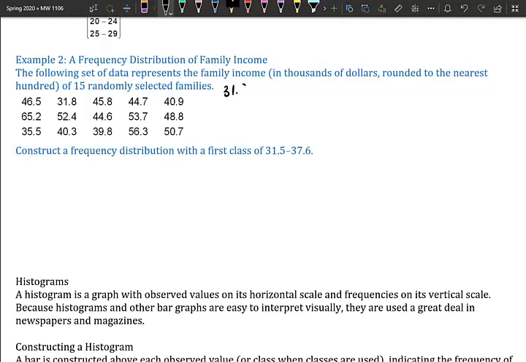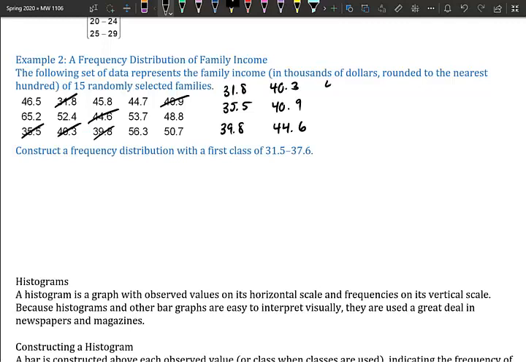So 31.8, 40.3, my bad, we have to go down. We go down. I do that every semester. So 31.8, keep it going. 35.5, and then 39.8. So you see how we have our first column? Now we have to move on to our next column. Now we go on to 40.3, 40.9, 44.6.